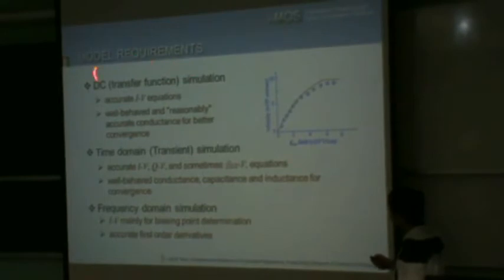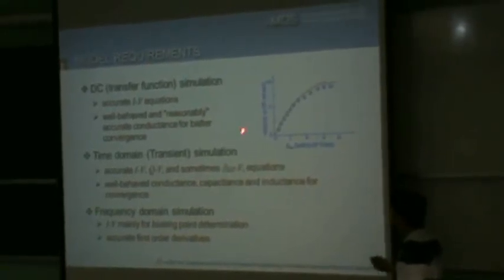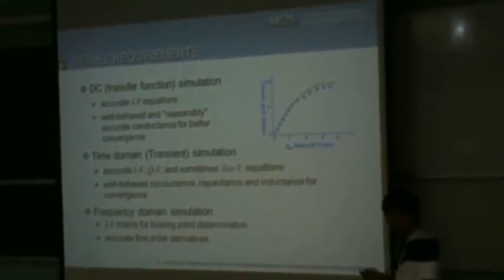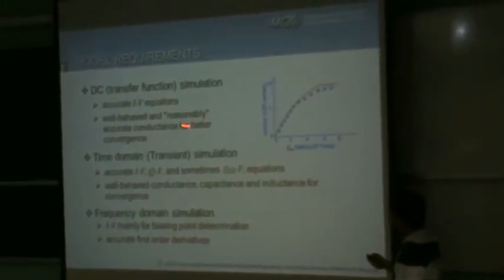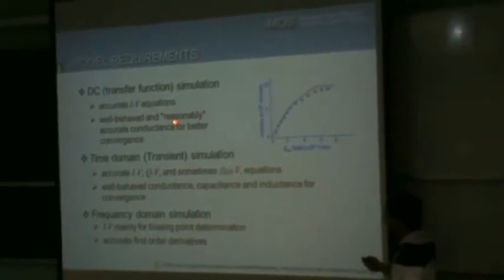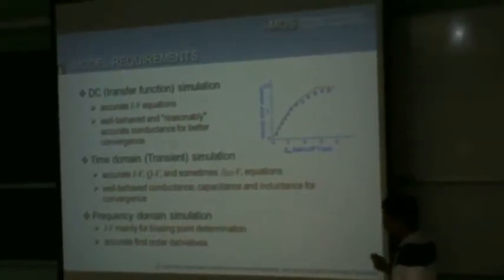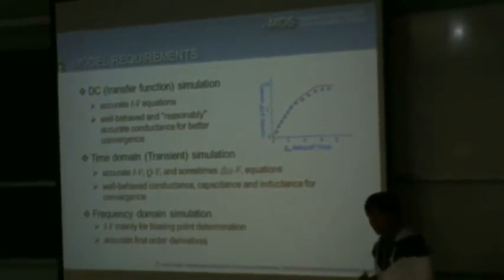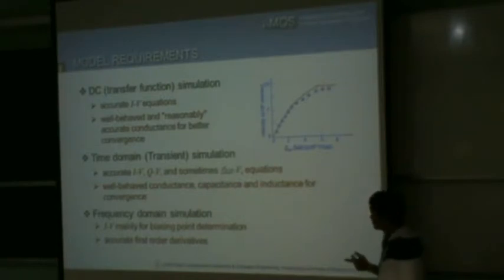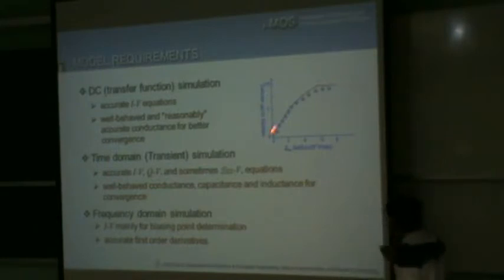In DC transfer function simulations, the model will try to produce accurate IV equations, so you want to make sure the IV is accurate. And you want well-behaved and reasonably accurate conductance, mainly for convergence. What it means is you can have a model where the IV is accurate but the conductance is wrong. But for DC simulation, you don't really care too much about that, about convergence. Of course, the result can be wrong, but you converge in some sense. So here is one example. For example, in some models, the velocity and E field have a smooth transition like this.